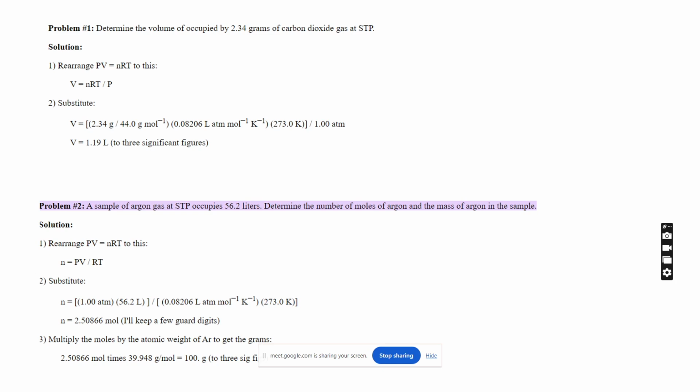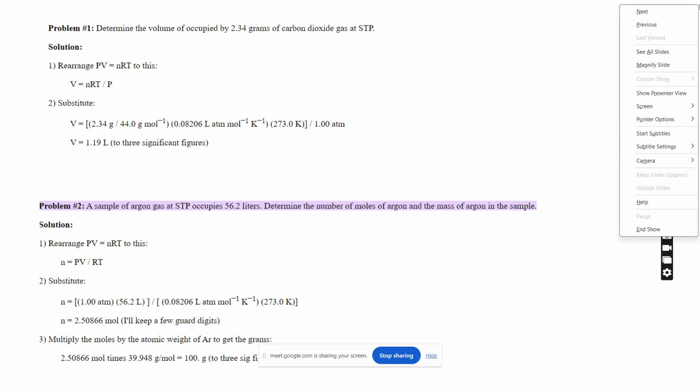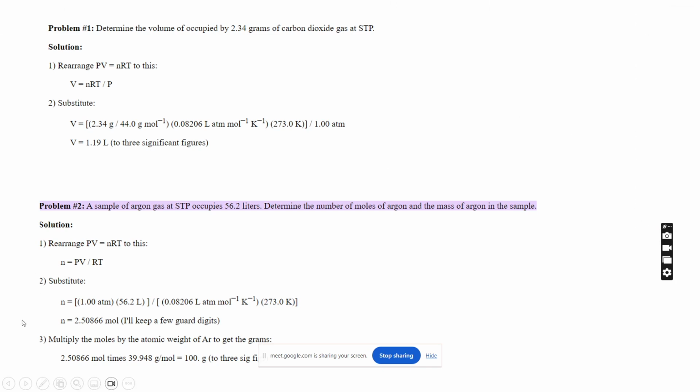Let us see the second problem. A sample of argon gas at STP occupies 56.2 liters. Determine the number of moles of argon and the mass of the argon in the sample. So here we have to rearrange the ideal gas equation, that n is equal to PV by RT.